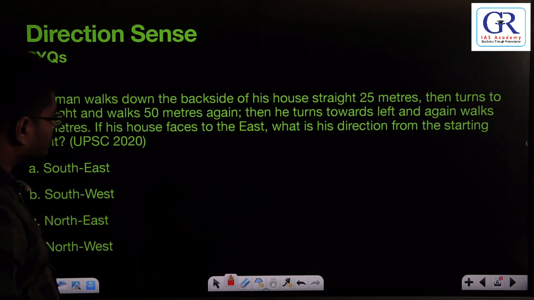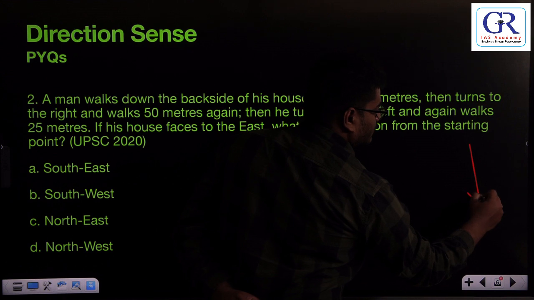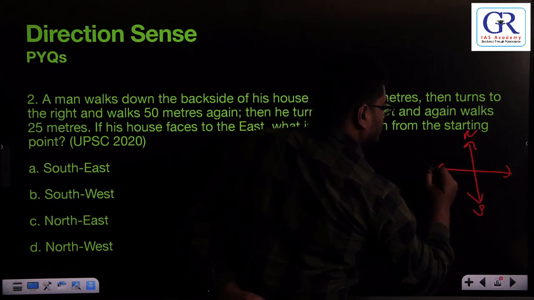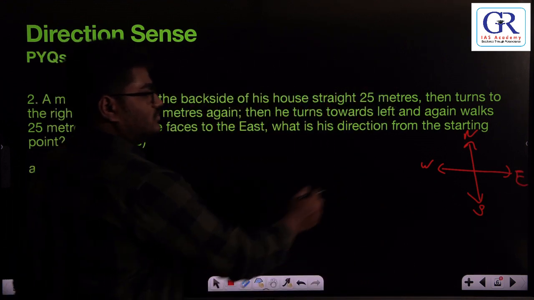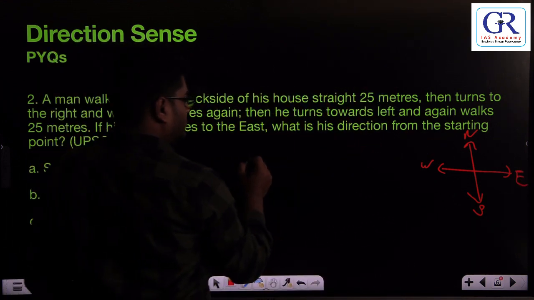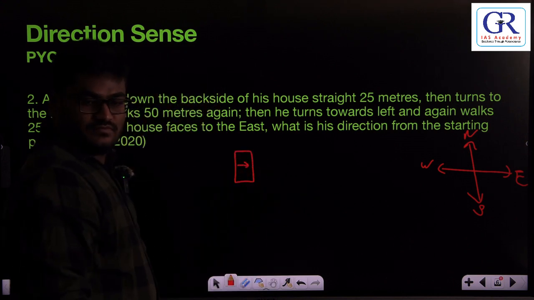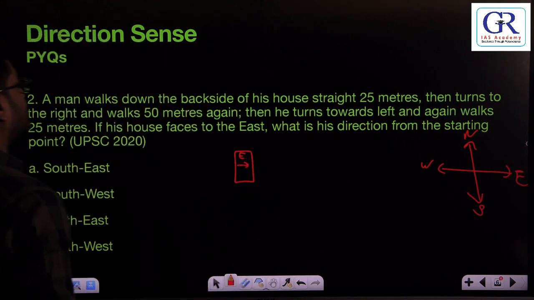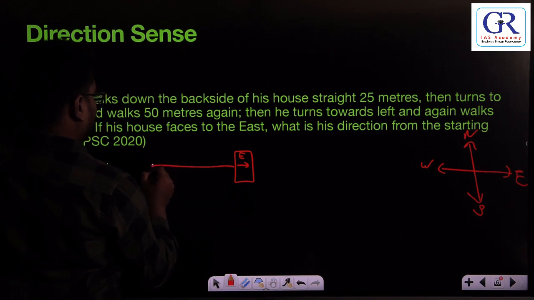If his house faces to the east, first let's draw our north, east, west, south. The house is facing towards east. So suppose this is the house, it is facing towards this, right? It is facing east. What did the question say? Backside of this house, straight 25 meters.